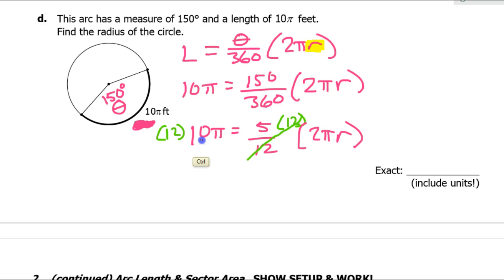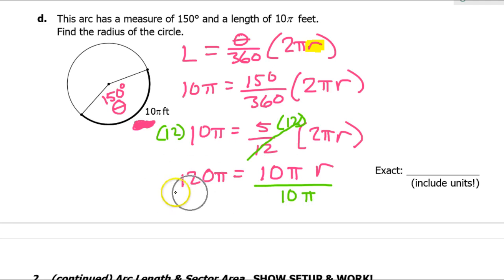12 times 10 is 120. So this is going to give me 120 pi is equal to, now I've got the 5 still here and the 2. 5 times 2 is 10. So this will be 10 pi r. So we're looking for that radius, so that's why I'm going to divide both sides by 10 pi. That'll leave the radius by itself.